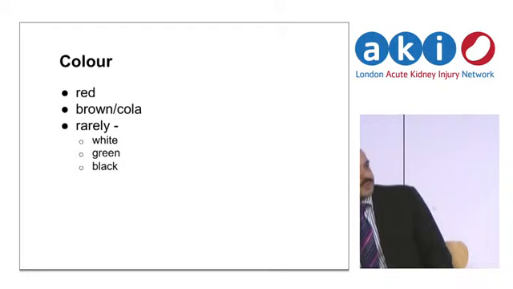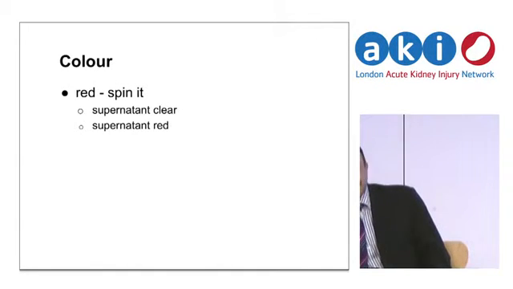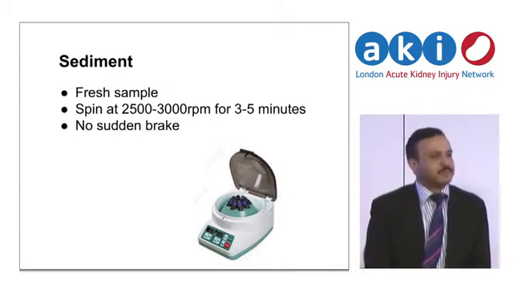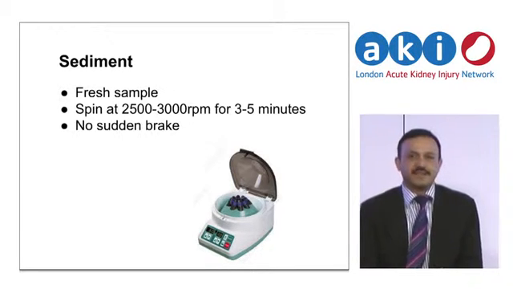So what do you do if you see red-colored urine? You did a dipstick, it was positive for blood. The most important thing is to spin it. So once you spin it, there is a rough guidance on how to do it.